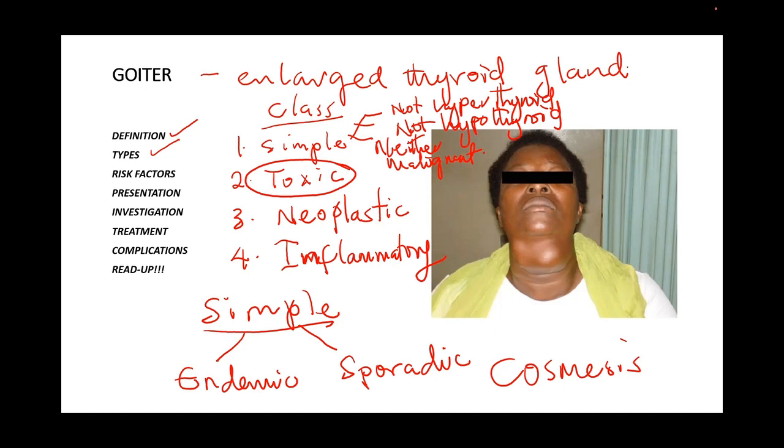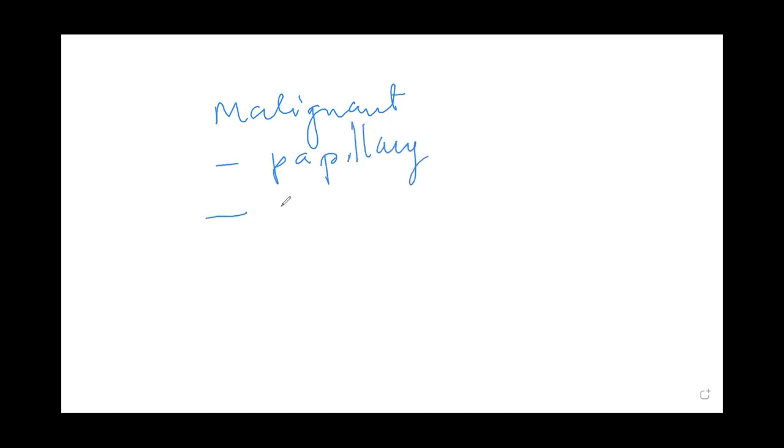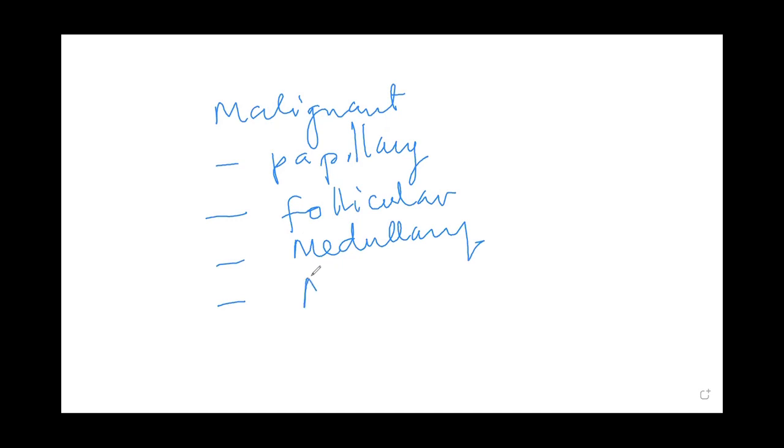Neoplastic goiters, the malignant ones, are the ones of concern here. Malignant goiters could either be papillary, follicular, medullary, or anaplastic. Briefly, papillary is the commonest type worldwide.